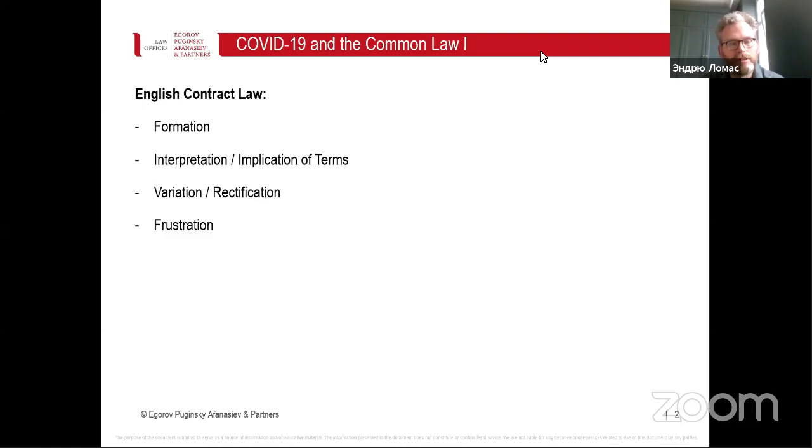The fourth thing I want to talk about this evening is frustration, which there have been a lot of notes by law firms, by distinguished academics, talking about, the common law of frustration in the context of COVID-19. So that's the broad framework of what I want to talk about this evening. With that in mind, we can get started.